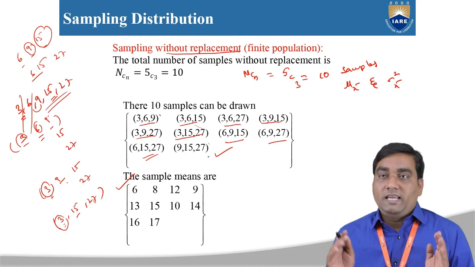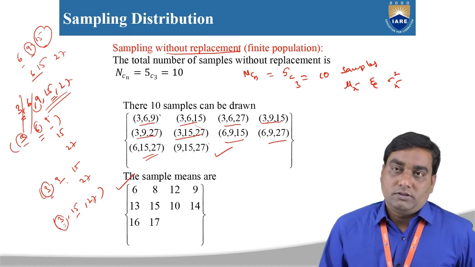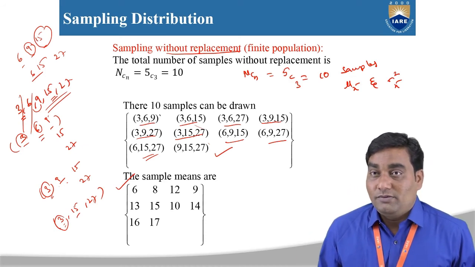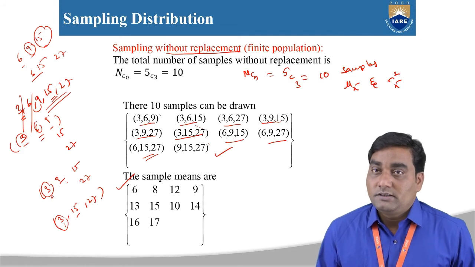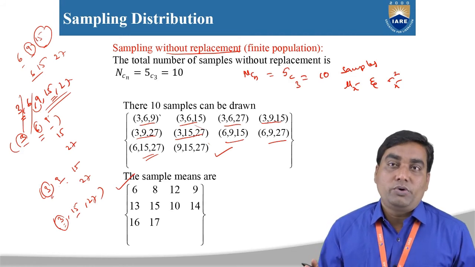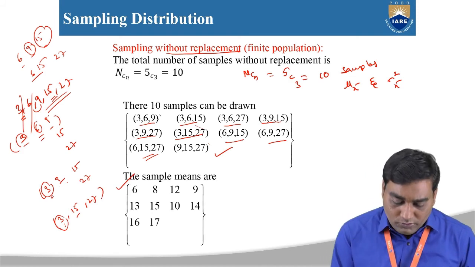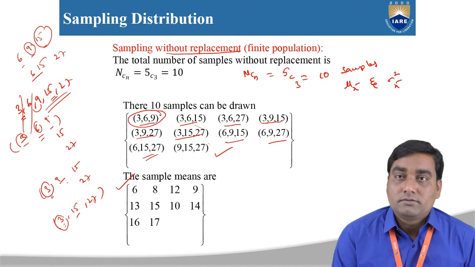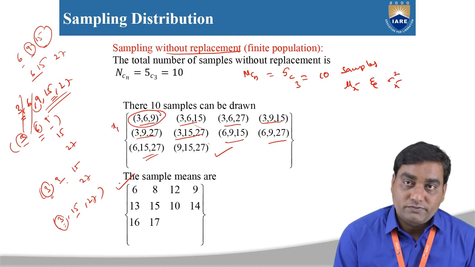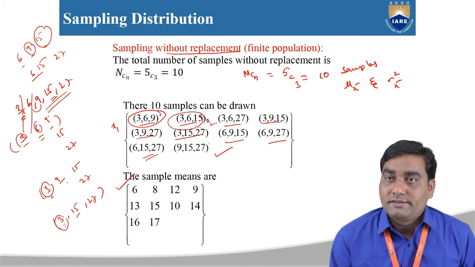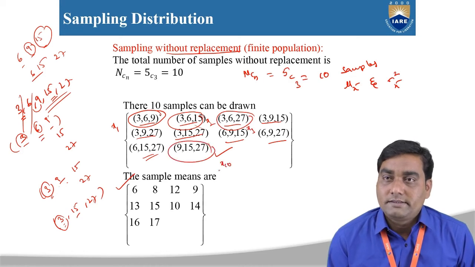Like this, we have to choose samples with the size 3 in the without replacement case. So this is the first sample, which is denoted by x1, and the second sample x2, third sample x3, and so on, 10th sample x10.